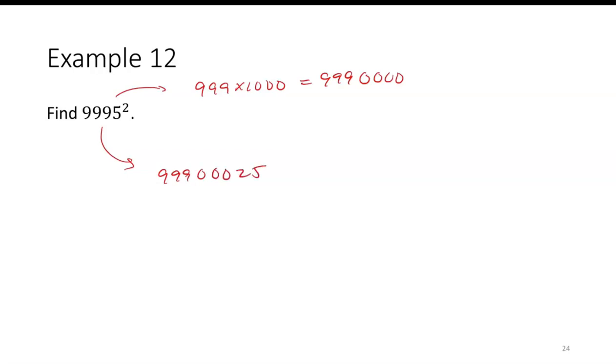And if I want to find 9,995 squared, well, I would start off with 999 times 1,000. That's 999,000. And then this number would be 999,000 with the 25 tacked on at the end. So that gives you 99,900,025.